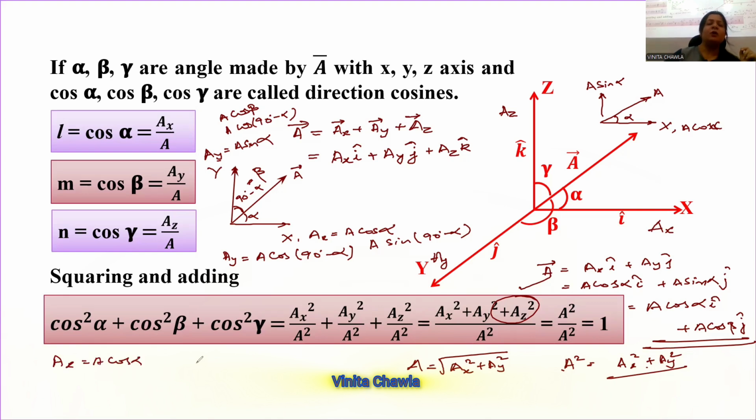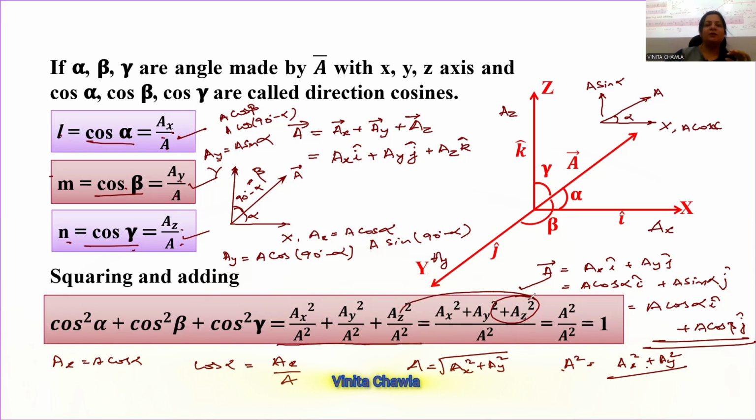अच्छा एक और चीज है, as we write ax is equal to a cos alpha, so can't we write cos alpha as ax upon a, कोई प्रॉब्लम है उसमें, नहीं है, ठीक है। तो ऐसे ही आपका cos alpha ax upon a हो गया, cos beta ay upon a हो गया और cos gamma az upon a हो गया। So when you square all these terms and add all these terms, then you get l square plus m square plus n square. Or we can write cos square alpha plus cos square beta plus cos square gamma. Or we can write ax square by a square plus ay square by a square plus az square by a square. So denominator is same. So we can simply add the numerators.